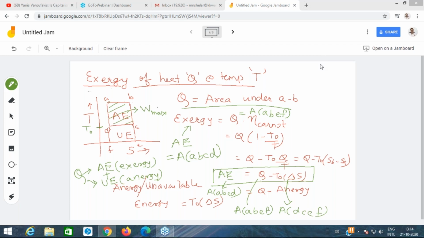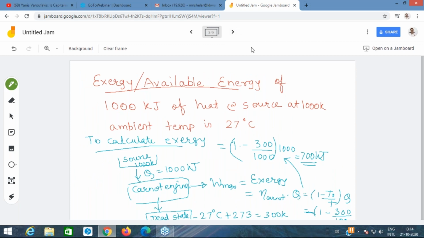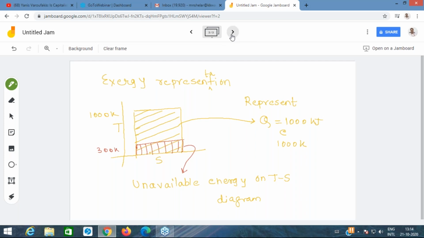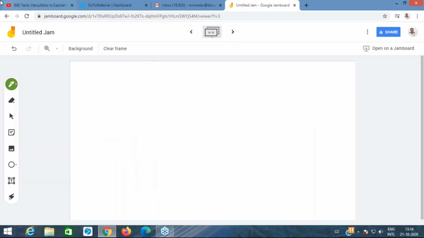Okay, and let me go ahead with the related topic, that is the decrease in unavailable energy. The answer, as I told you, for this problem is the available energy is 700 kilojoules and unavailable energy is 300 kilojoules. Okay, now I'm moving to the next part. Let me use the red pen now again.